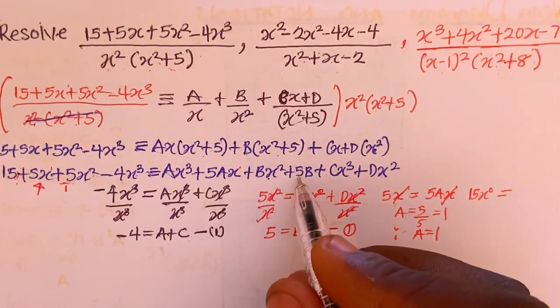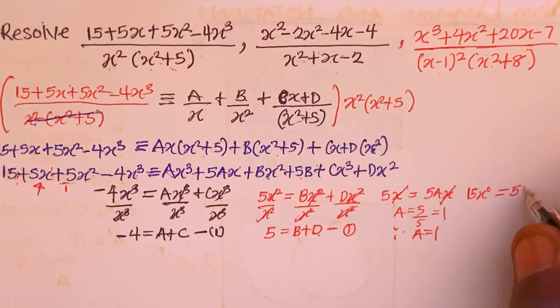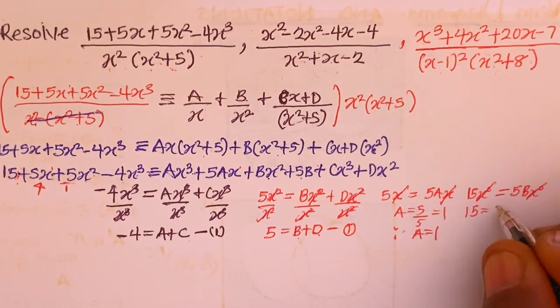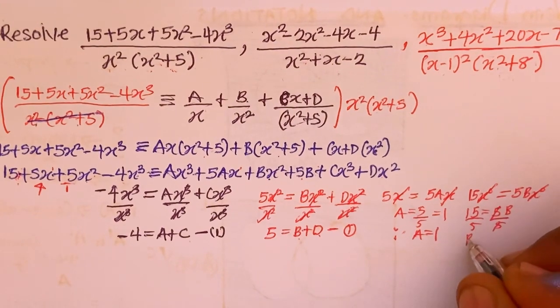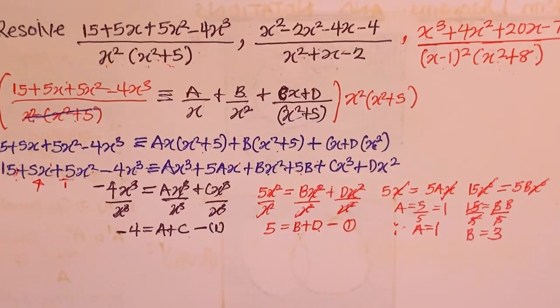Let's check here. That's 5b, because the power of x here is also 0. So here I'm having 5b, s raised power 0, so s power 0 cancels this. I'm having 15 equals 5b, which means I can divide both sides by my 5. So in this case, my b equals 3. So I've gotten the values of a equal to 1 and b equal to 3.